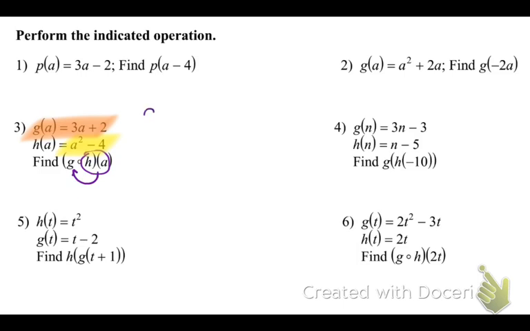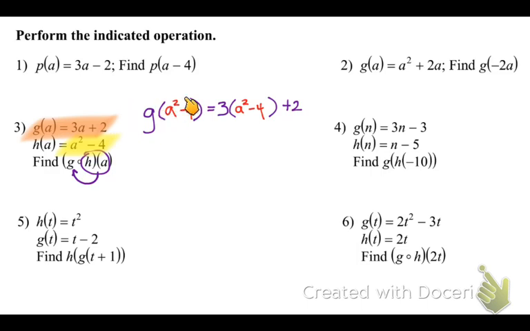So instead of writing g of a, I'm going to write g of blank, because I know I'm going to substitute something in for the variable a in this composition. Instead of writing 3a, I'm going to write 3 blank, because I'm going to replace the a with an expression. This plus 2 doesn't have any variables in it, so I can just write plus 2 right here. Now I'm going to take this expression for h of a and substitute it into the function g everywhere I see a variable. So I'm going to take a squared minus 4 and plug it into the function: a squared minus 4, a squared minus 4.